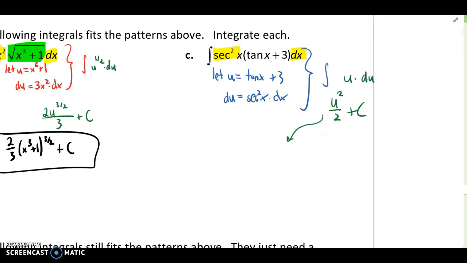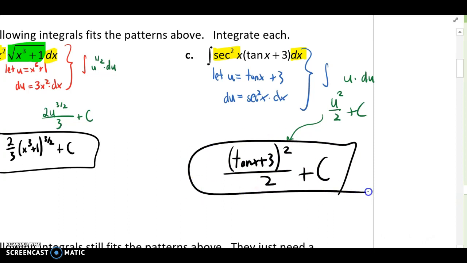And then if we go back and substitute in, u is equal to the tangent of x plus 3, so that's squared over 2 plus c, our constant of integration. So there is our integral. How do I know this is correct? Well, if I took the derivative of this, it should get us back to the original problem.